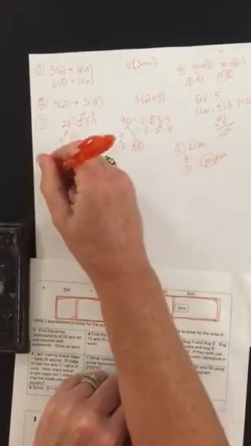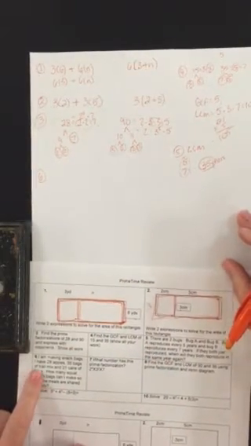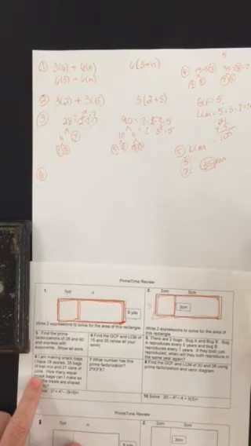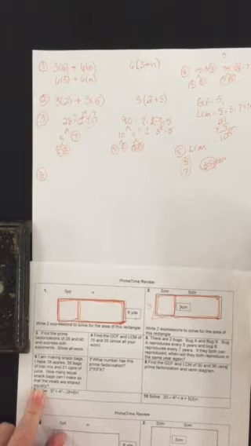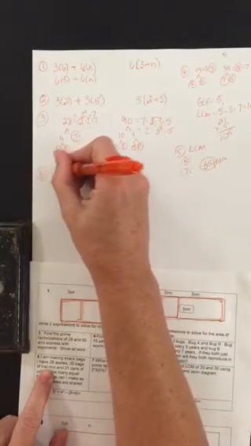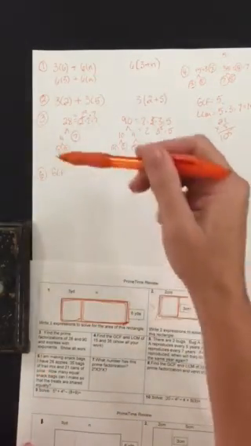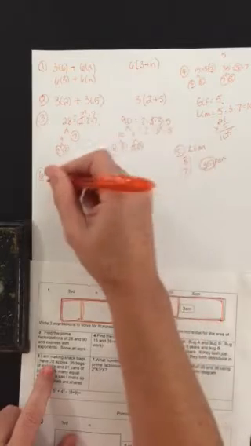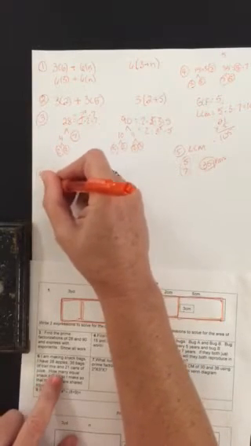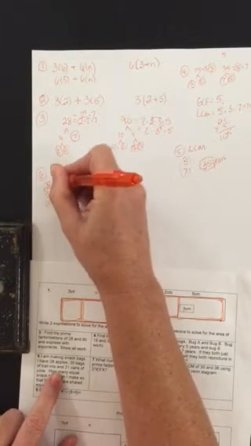Number 6, I'm making snack bags. I have 28 apples, 35 bags of trail mix, and 21 cans of juice. How many equal snack bags can I make so that the treats are shared equally? All right, so for this one, you need to know that you were looking for your GCF. Anytime you're splitting things up into equal pieces and parts, you're always looking for your GCF. So we have 28, 35, and 21.